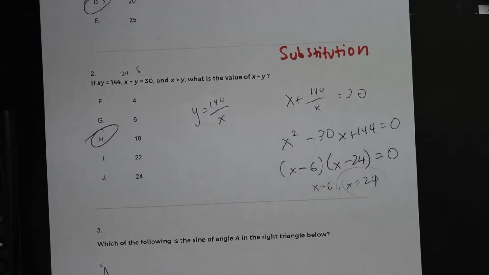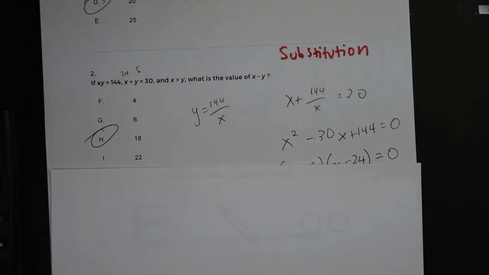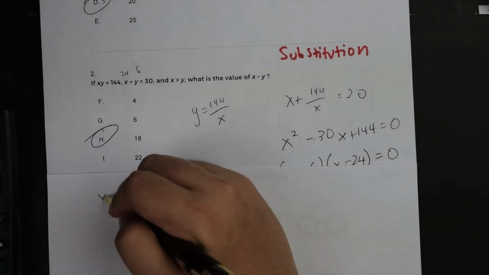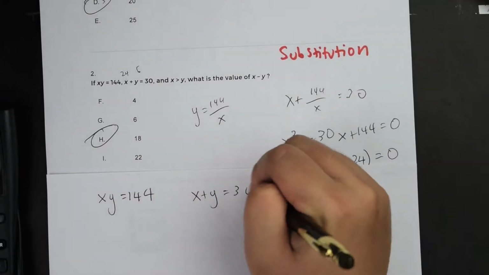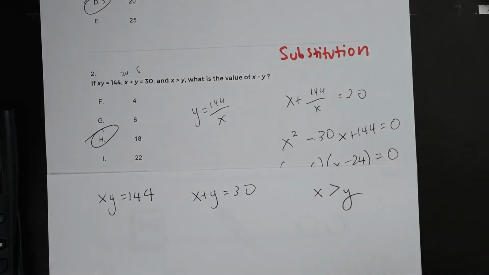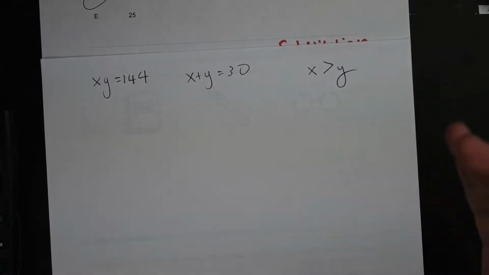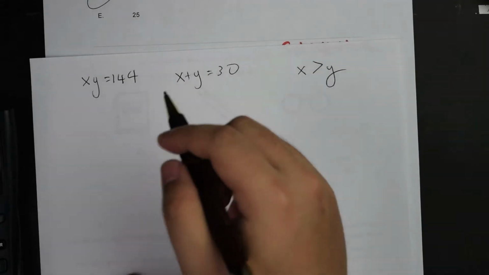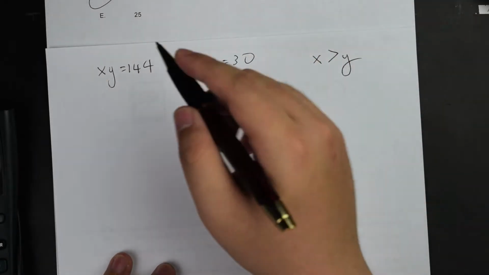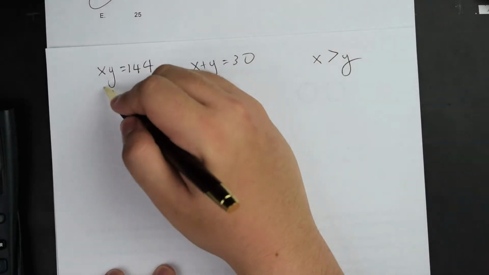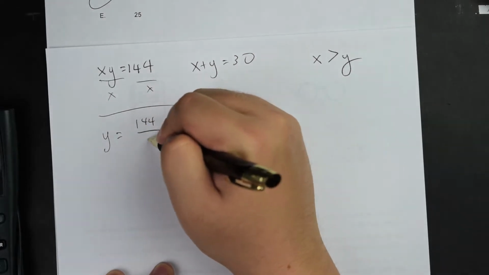And so what I mean by that, and I'm going to go ahead and get a separate piece of paper so I could explain that more in depth, is the fact that in the beginning they give you these two equations. And they also mentioned that x is greater than y, which is not so important at the moment, but I will explain soon enough why this is important later on. But that being stated, I want to just do the equation where I'm solving for x. And so what happened was that I intentionally moved the x over, divided by x on both sides, so that I could get y equals 144 over x.